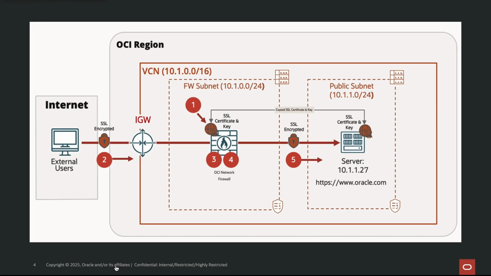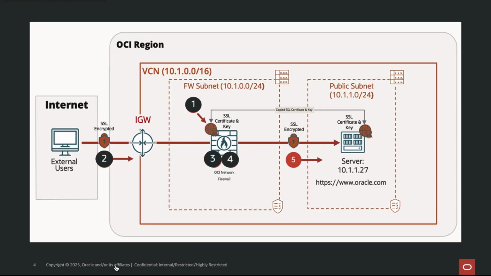Let's look at SSL inbound inspection. SSL inbound inspection moves through the following steps. The administrator imports a copy of the protected server certificate and private key using the OCI Vault service. An external client initiates an SSL session with the server, sends a request to the internal OCI site, for example www.oracle.com. The traffic matches the decryption policy configured in the OCI network firewall.